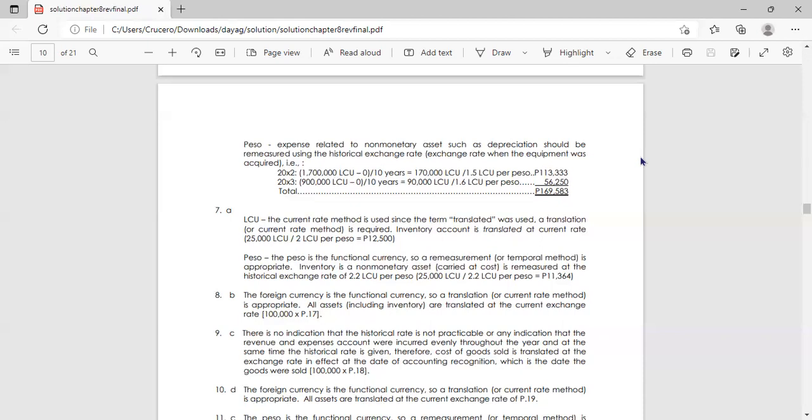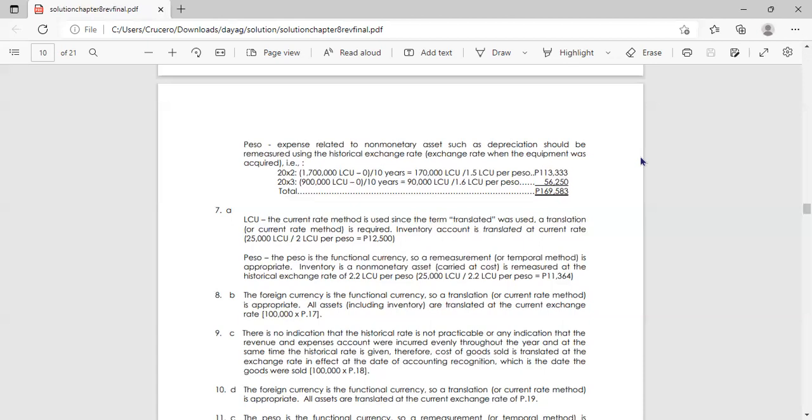Peso is the functional currency. So a remeasurement or temporal method is appropriate. Inventory is a non-monetary asset carried at cost, so it is remeasured at the historical exchange rate of 2.2 LCU per peso. So that would mean 25,000 divided by 2.2. That gives 11,364. Your answer to number 7 is letter A.